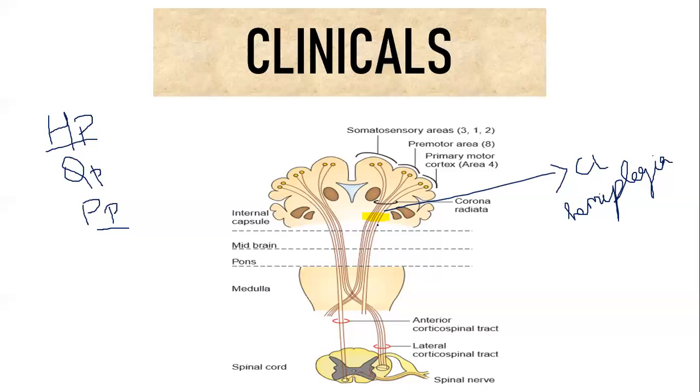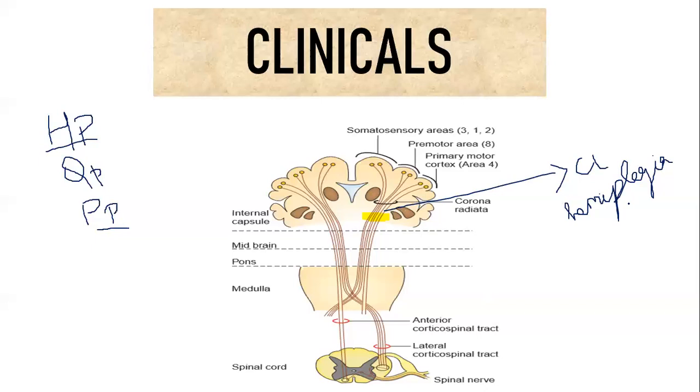Okay, so if a patient comes and says to you, doctor, I am not able to lift my right hand and I am not able to bend my right leg, something like this, what should you suspect? Left side lesion of the internal capsule. So if there is a lesion in the internal capsule, patients present with contralateral hemiplegia.